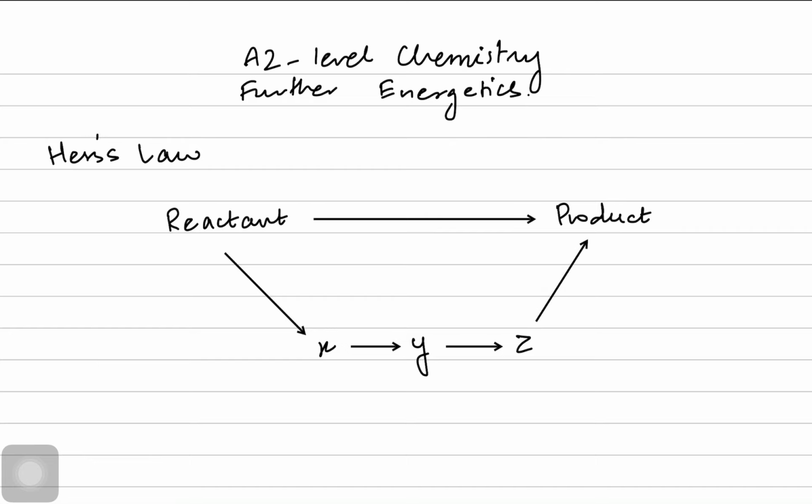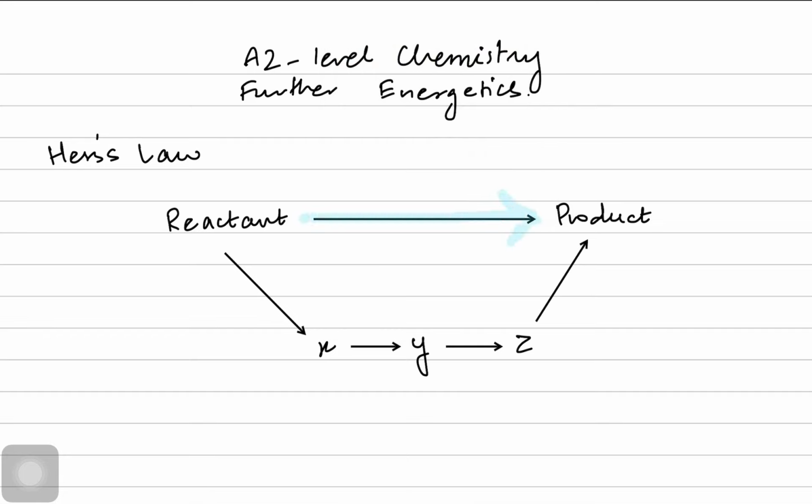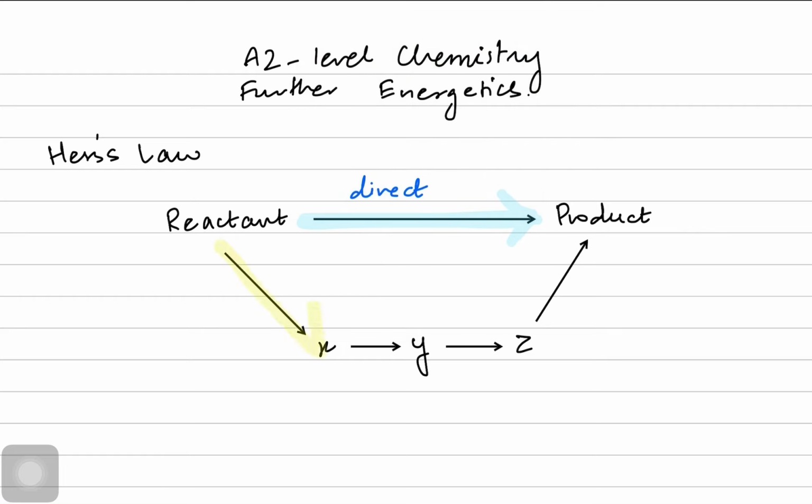So it could be a direct step like this over here, as I'm highlighting with a blue pen. It could be a direct step, or it could be a series of indirect steps like the one I'm highlighting over here, and then it can get the same product. Enthalpy change would still be the same. The enthalpy change H direct would be equal to the sum of the enthalpies 1, 2, 3, 4.